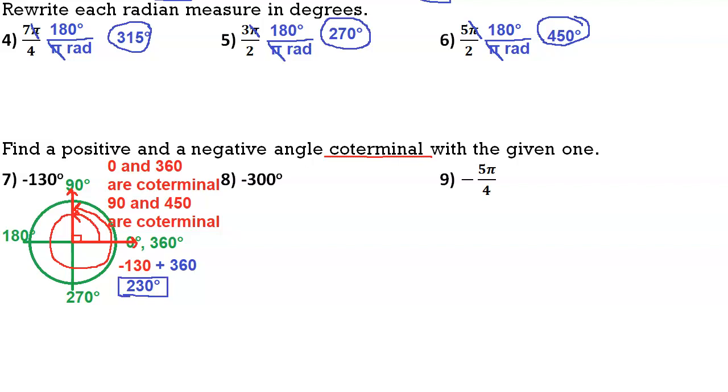Now, what about a negative coterminal angle? Well, you would take your initial number, and instead of adding 360, you would subtract 360. And that would give you negative 490 degrees. That's not the degree symbol. All right.